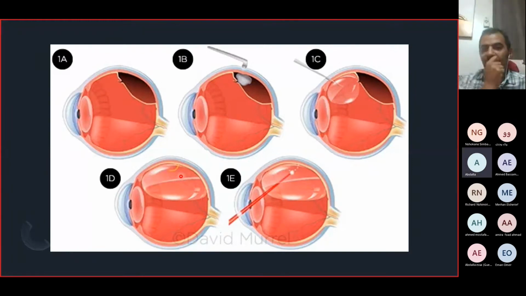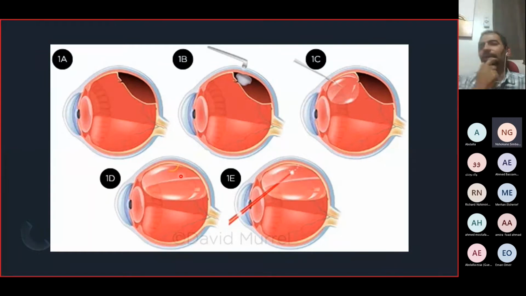Okay? Same session or afterwards? What is in the same session? The cryotherapy and the gas are done in the same session. So you do the cryotherapy first, and then you inject the gas. And if we did laser? Yes, the laser is done afterwards.